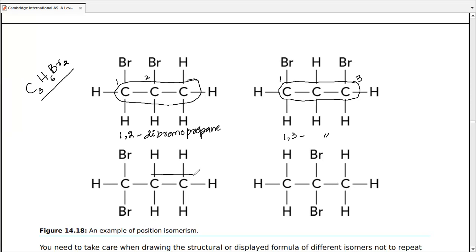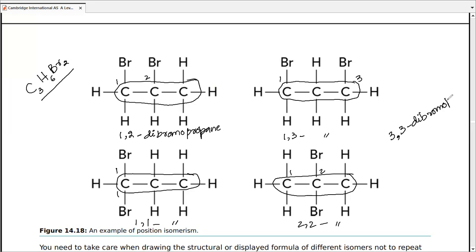If I go with this one, of course, I'm going to give it 1, 1, and this one, 1, 2. So I am going to write it as 1,1-dibromopropane, and this one as 2,2-dibromopropane. Remember, now, something to clear up the confusion. 3,3-dibromopropane, this one cannot exist. One important point.